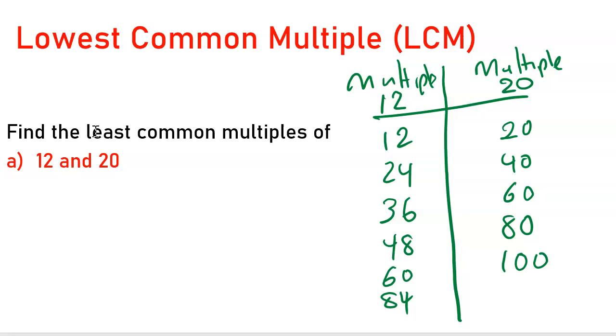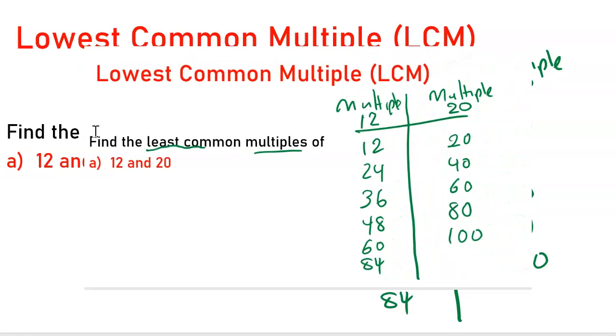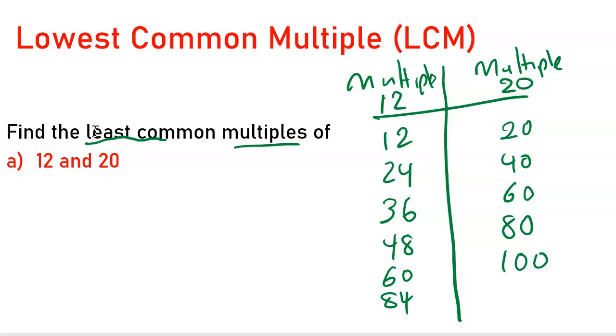So the least common multiple: when you find the multiples for each of the numbers, you look for the least number that is common to both of them. The smallest number that is common to both of them here is 60, which is available here, and then 60 here. So that is the number that is common to both the multiples of 12 and 20.